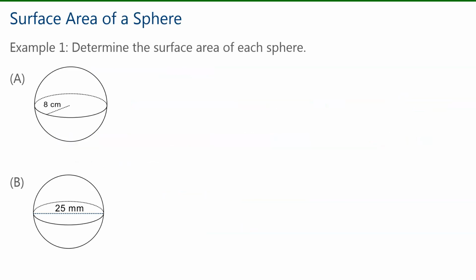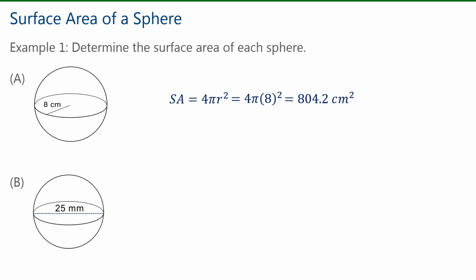So now let's use that formula to find the surface area of each sphere. So in A, I see that the radius is 8 centimeters. So we'll start by writing our formula, 4 pi r squared, and then we'll replace r with 8. So now we can enter this in our calculator, 4 times pi times 8 squared. When you do that, you should get 804.2 centimeters squared.